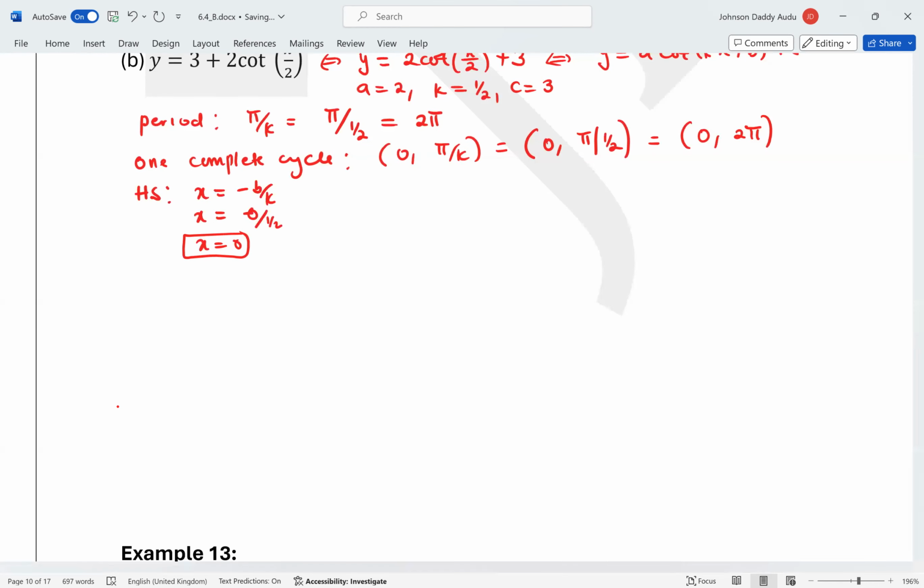So we just need to sketch this one. We're going to start from 0 and we end at 2 pi. You see, there is no horizontal shift, so there is no need to subtract or add anything. The midpoint here is pi, and here is pi over 2, and this is 3 pi over 2.